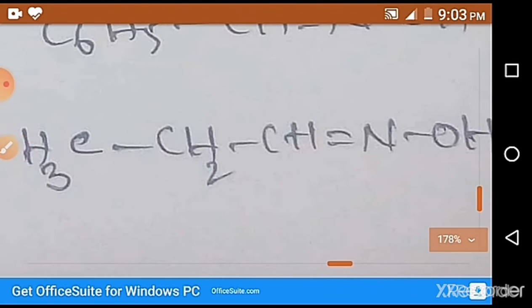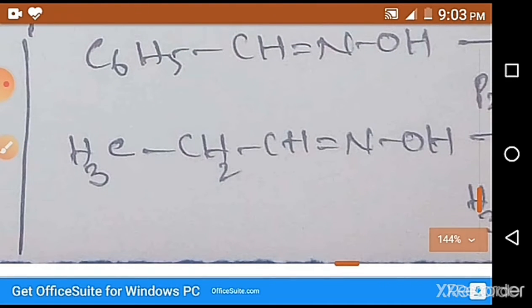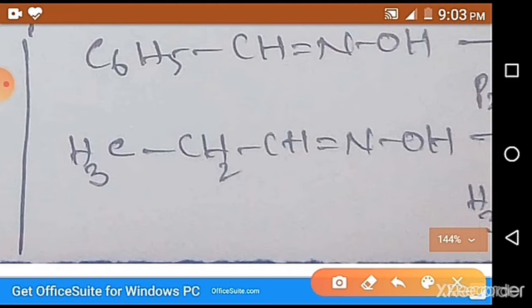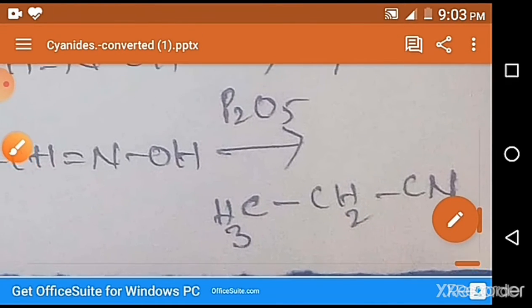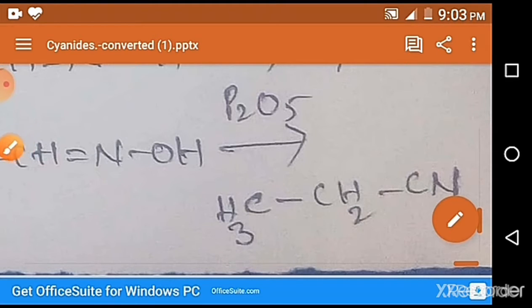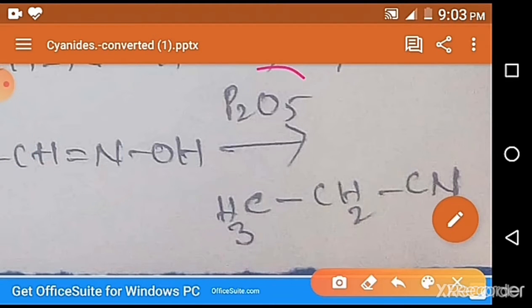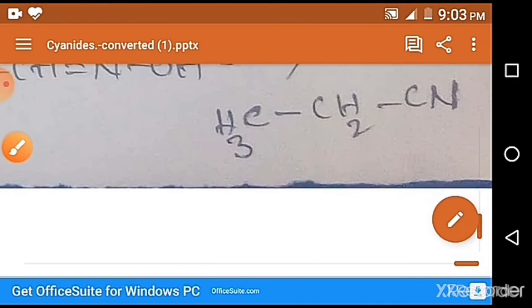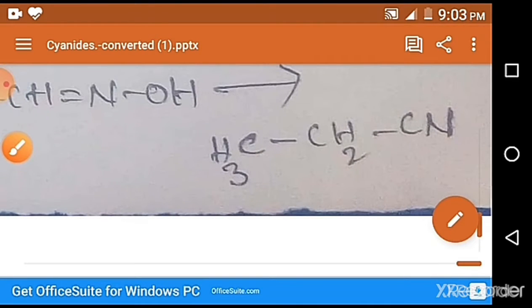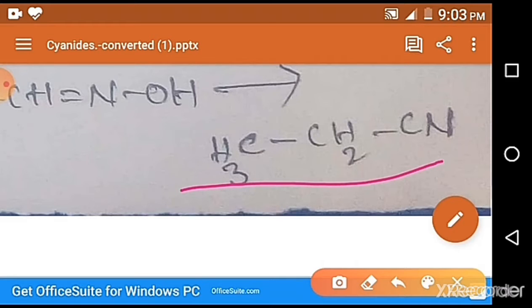In a similar way, this is also an aldoxime. You see, this is propanaldehyde oxime, propanaldoxime. This propanaldoxime, when it reacts with phosphorus pentoxide, undergoes a dehydration reaction, giving what is this? Propionitrile. This is propionitrile.